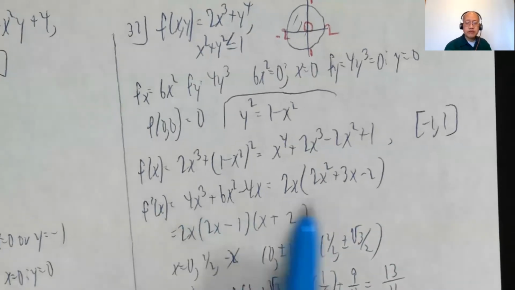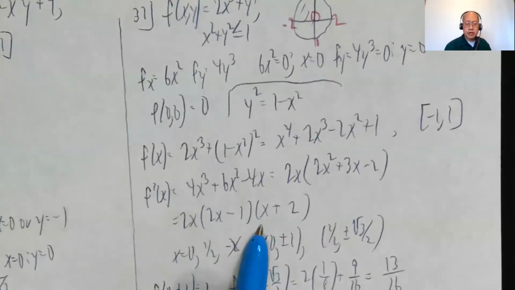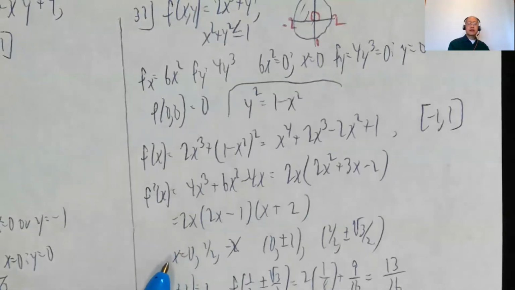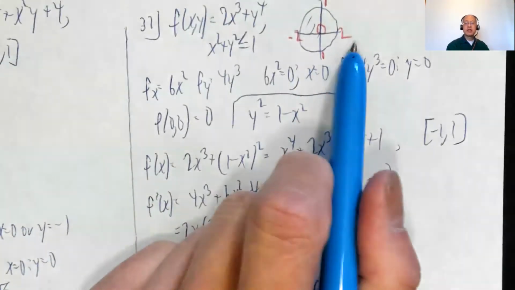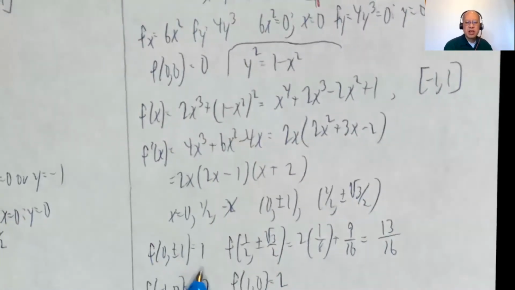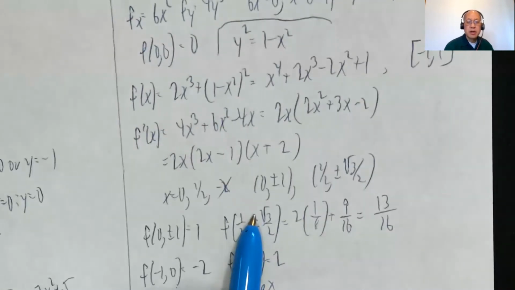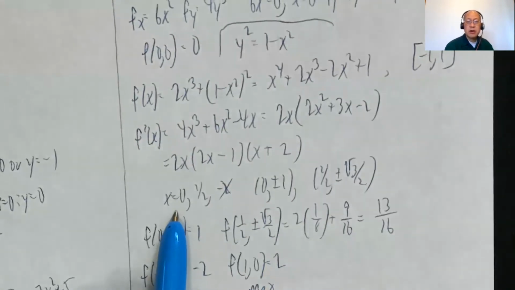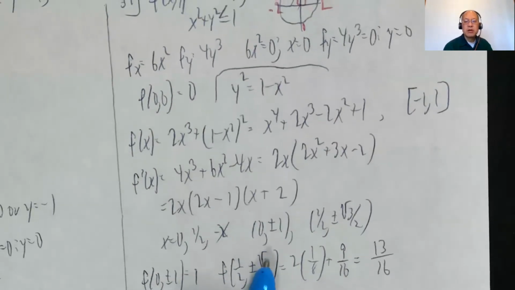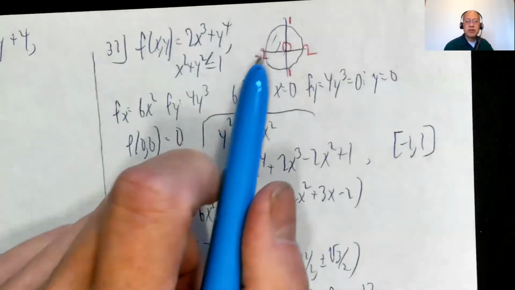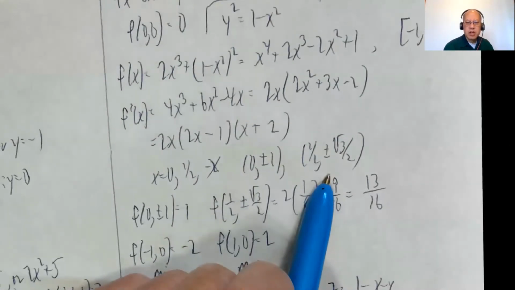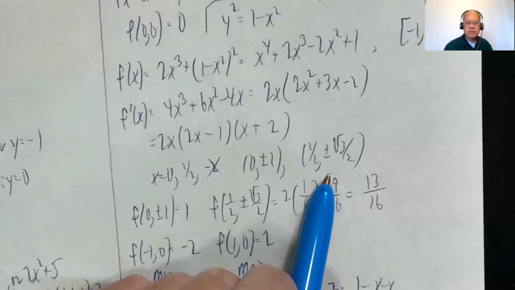F prime is this, which factors into this, which factors into this. So I try x equals 0, 1/2, or negative 2. Negative 2 is not under consideration in my domain. Okay, so x equals 0 on the unit circle. If x is 0, you have y plus or minus 1. And if x is 1/2, you have y plus or minus radical 3 over 2. So I plug all these guys in.